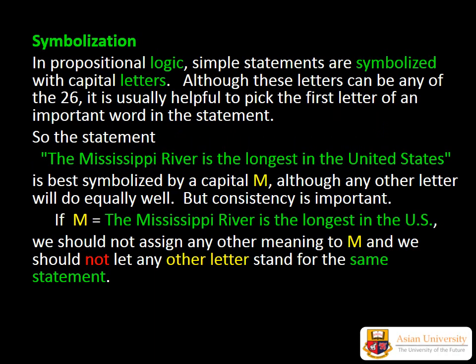Symbolization and propositional logic. Simple statements are symbolized with capital letters. Although these letters can be any of the 26, it is usually helpful to pick the first letter of an important word in the statement. So the statement, "The Mississippi River is the longest in the United States," is best symbolized by capital M. Although any other letter will do equally well, consistency is important. If M means that the Mississippi River is the longest in the United States, we should not assign any other meaning to M, and we should not let any other letter stand for the same statement.